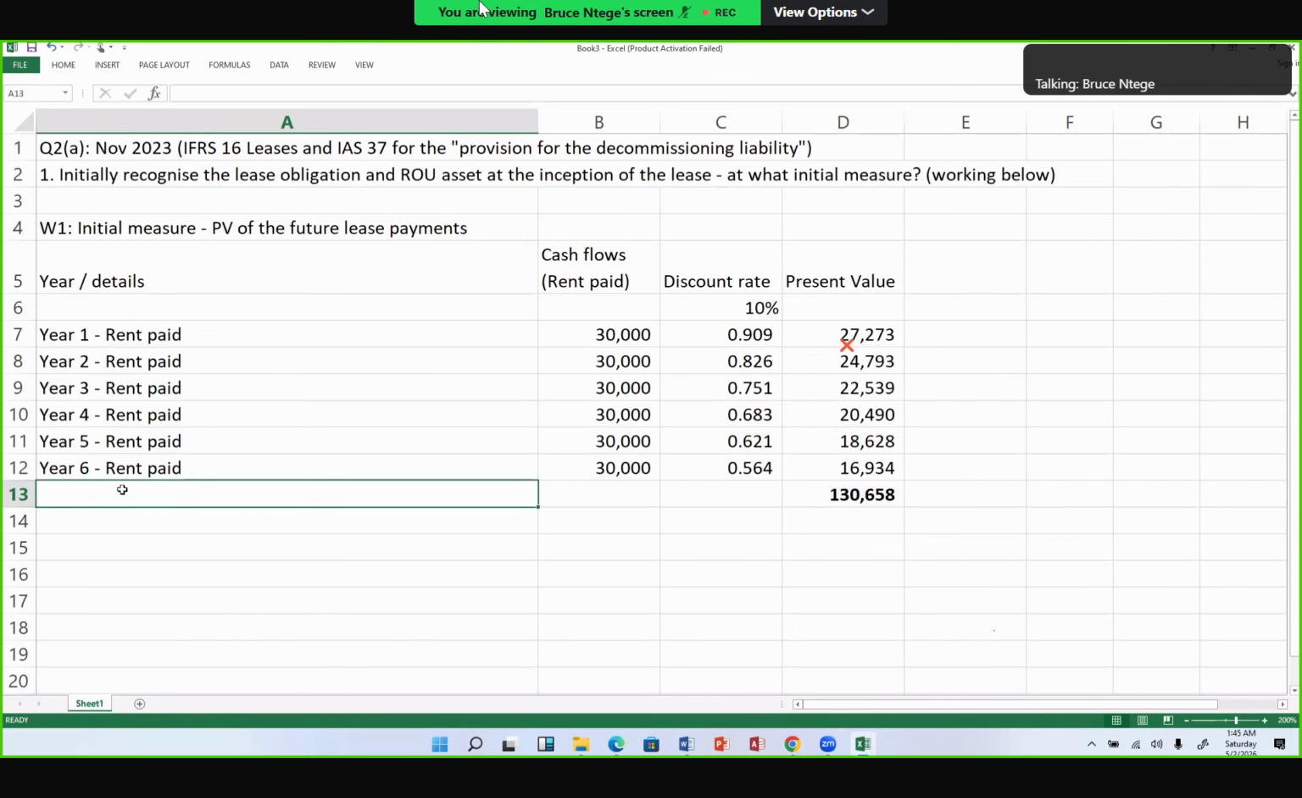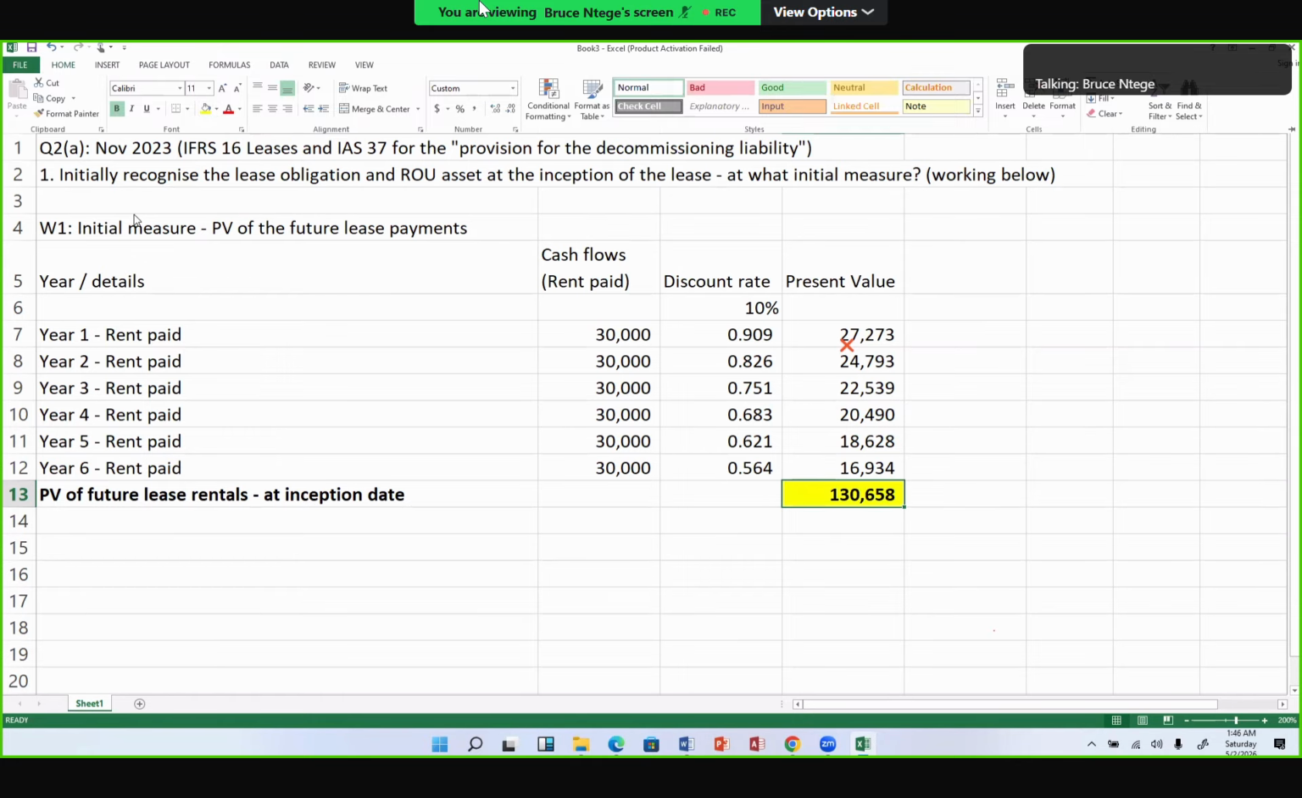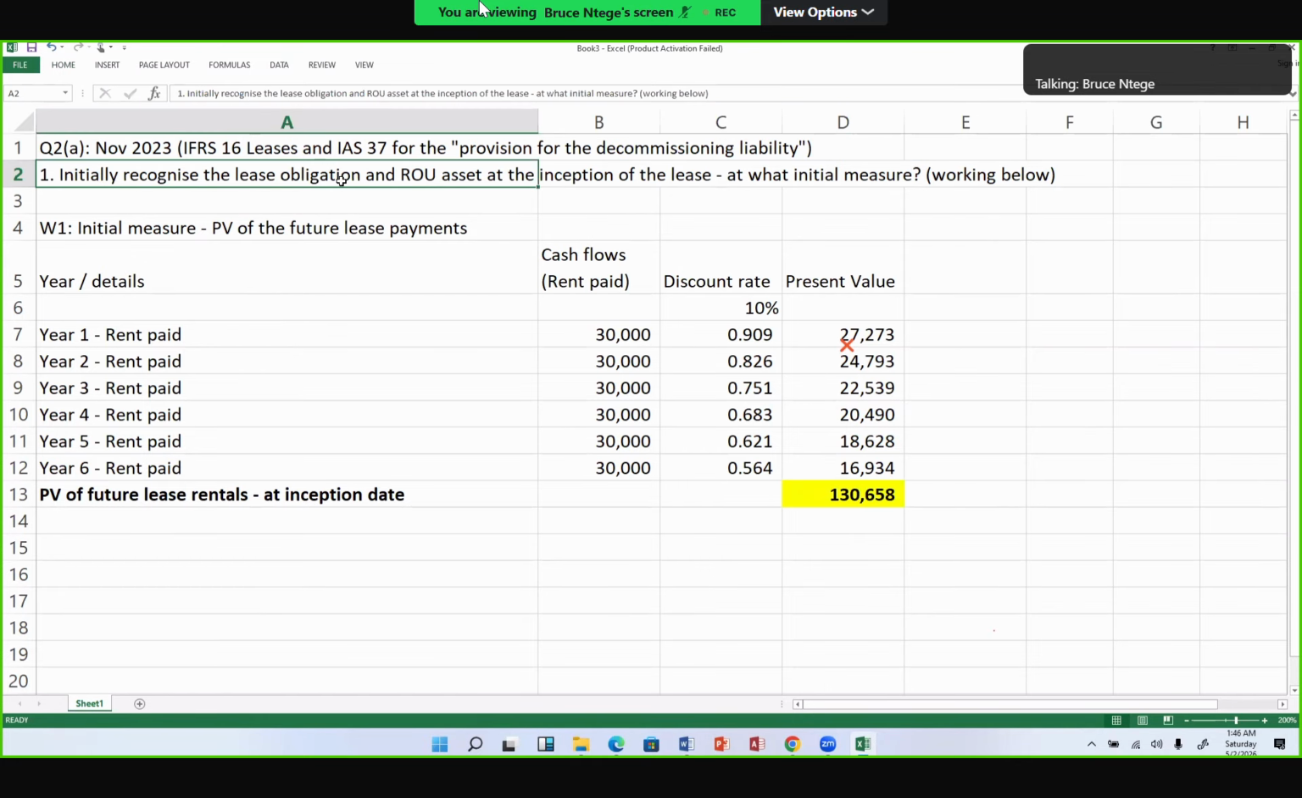So that means our present value of the future lease rentals at the inception date is the figure we have there, 130,658. Okay, so that figure is the one that I'll go back to number 1, where I want to recognize initially the lease obligation and the right of use asset, and the debit entry there, which I'm putting back here, that I want to put the debit and the credit.